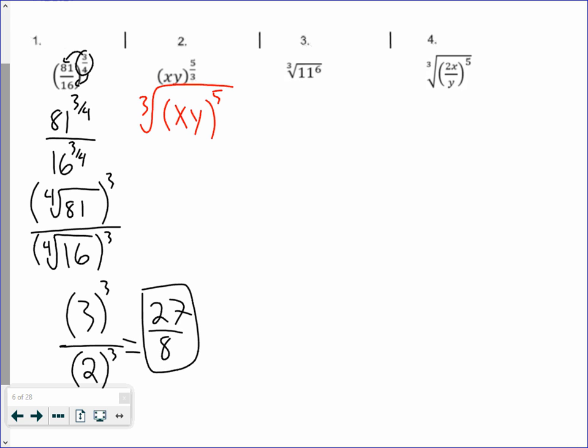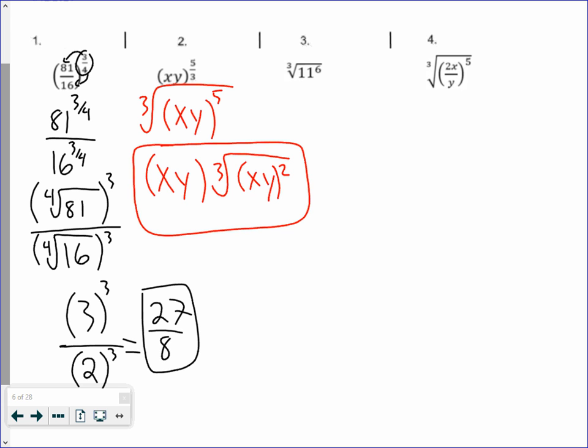In this case, we want the exponent inside because we can reduce this by taking out groups of xy's, right? We have 5 groups of xy's underneath the radical. So we take out one group of 3 of those. And when we do, we're left with 2 groups on the inside. You can't reduce it anymore from here, so that's going to be our answer.